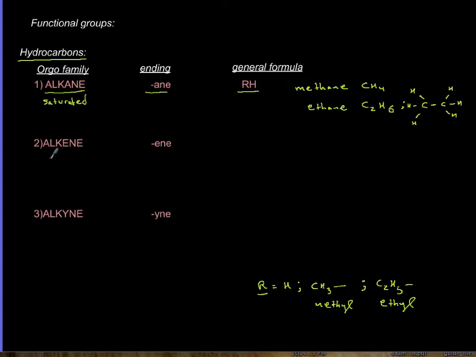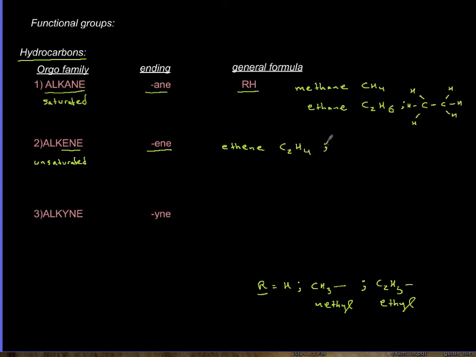The second group of hydrocarbons ends in -ene, alkene, and they are unsaturated, and they have a double bond present in them. The last name changes into -ene. They still have the same generic formula RH. So I'll give you a couple of examples. For example, you could have ethene, which is C2H4.